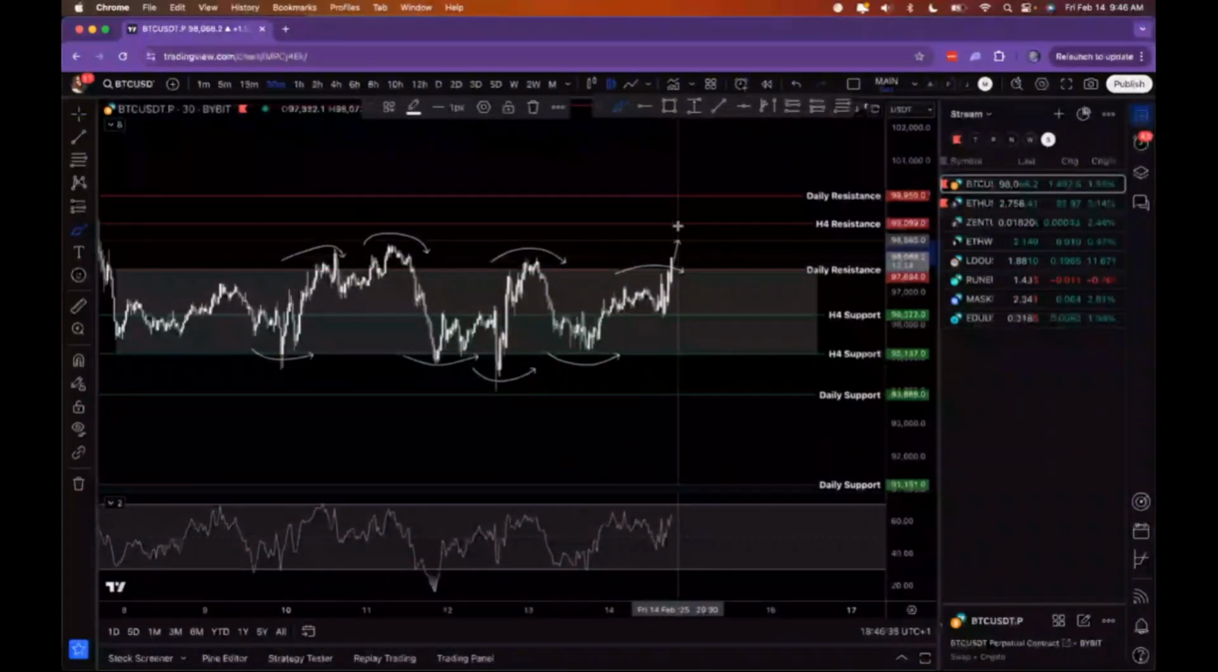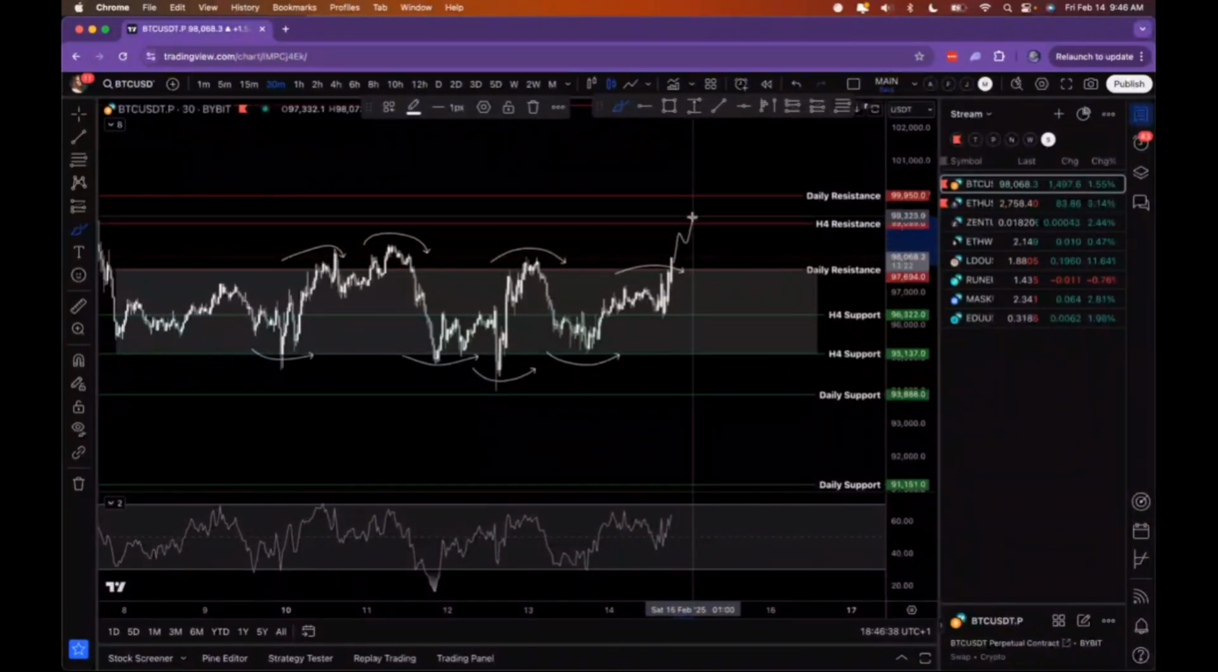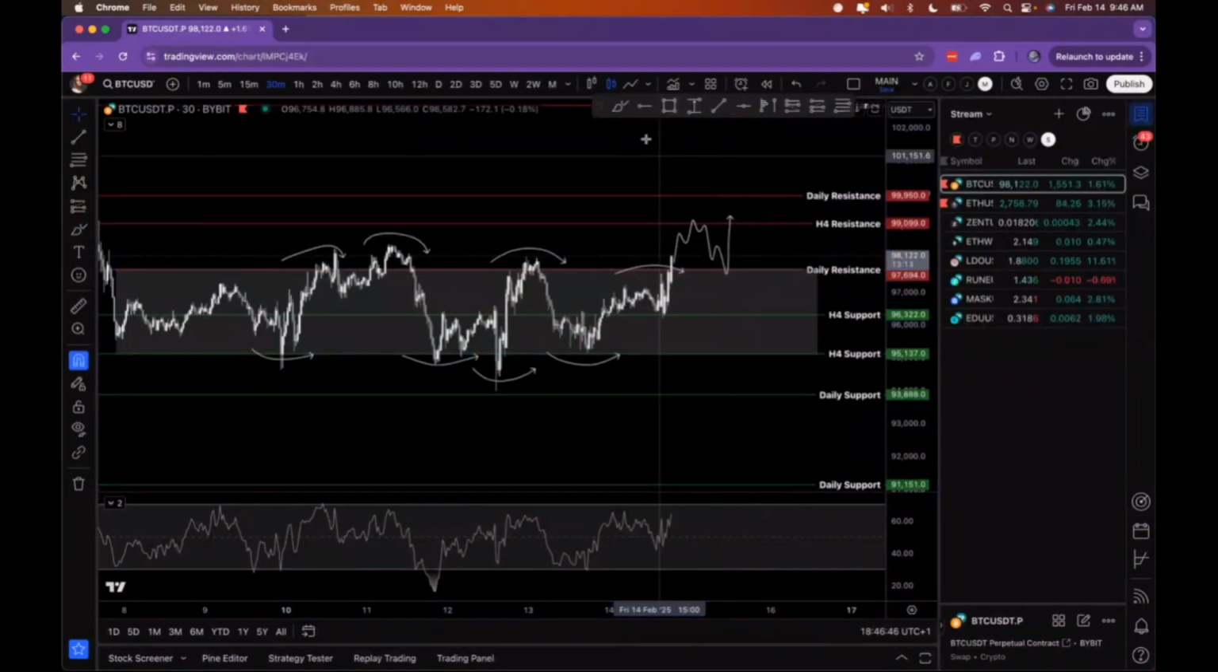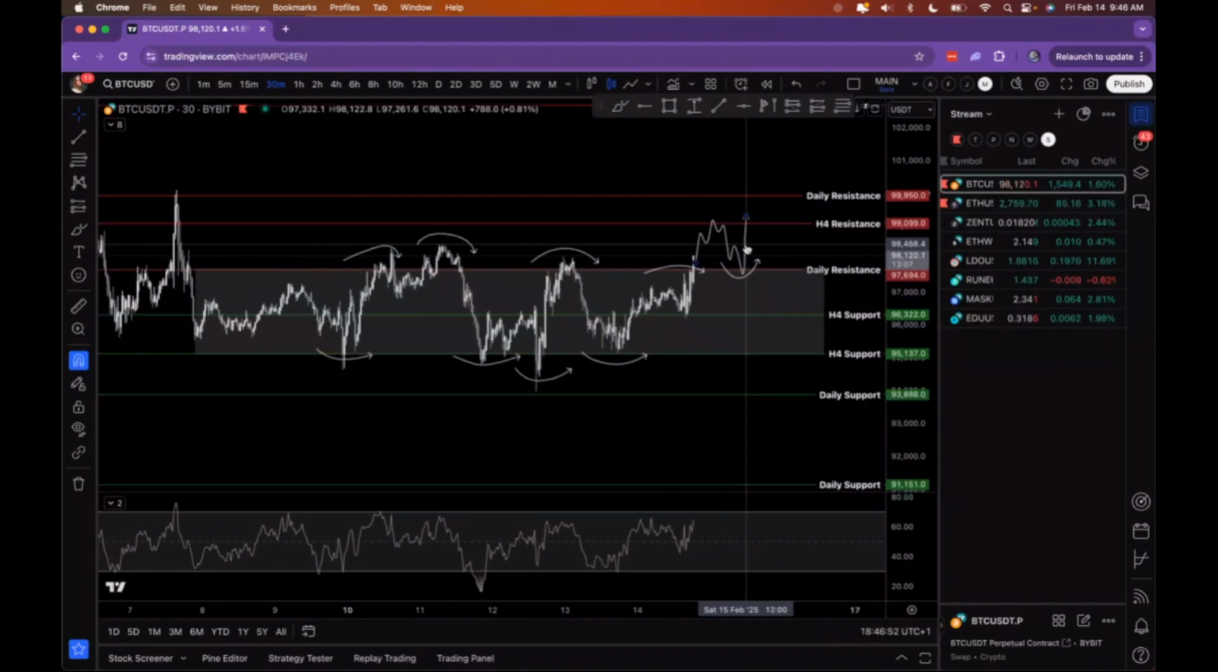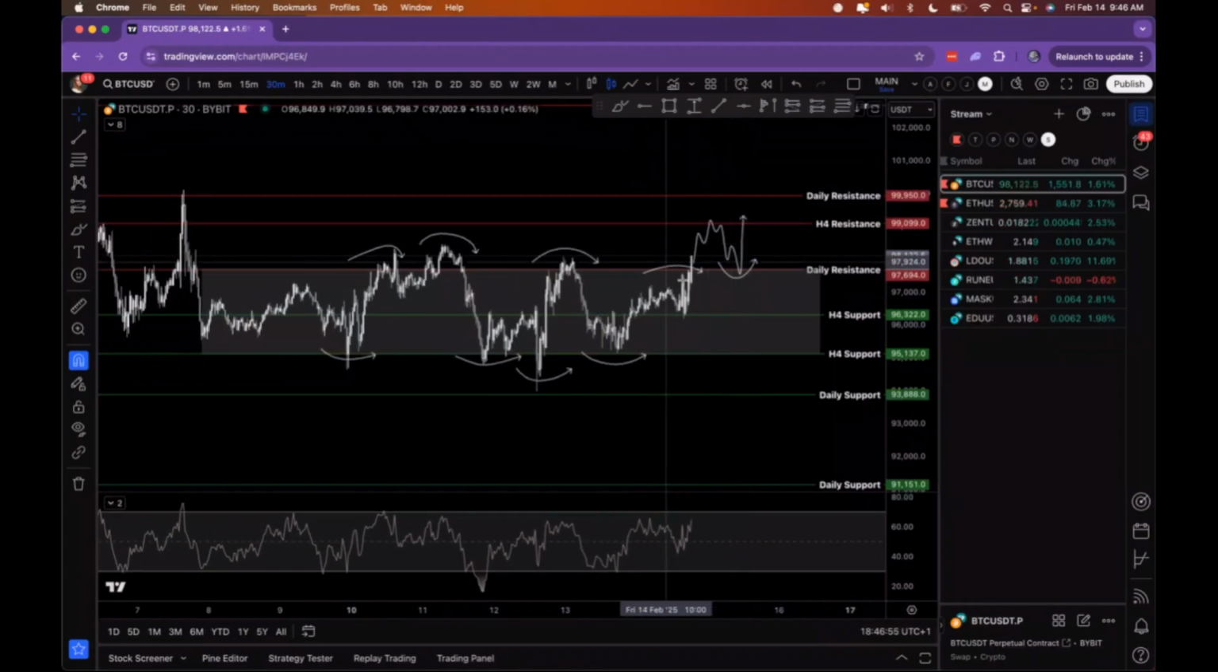If we go to the next level and we reject that, we come down and we see this. This is where you look to long. You don't look to FOMO long here, but you look for this to now be flipped into support. That's your trigger to long, or at least look for longs.